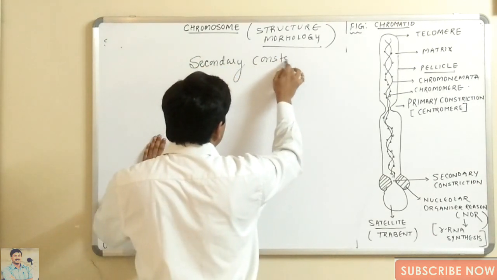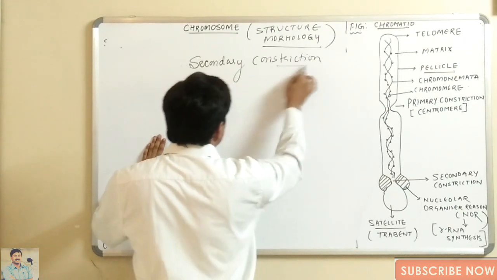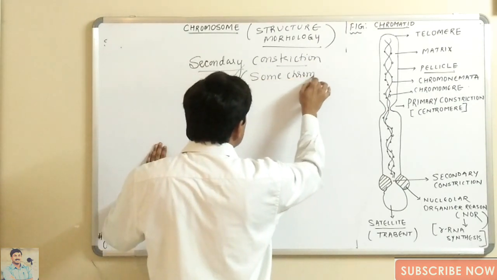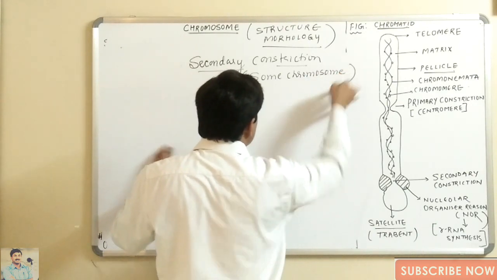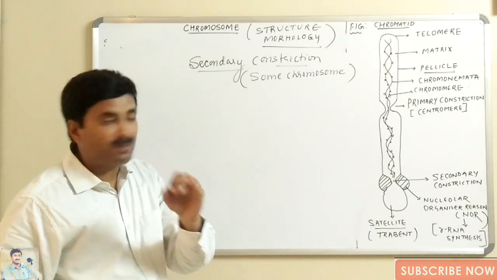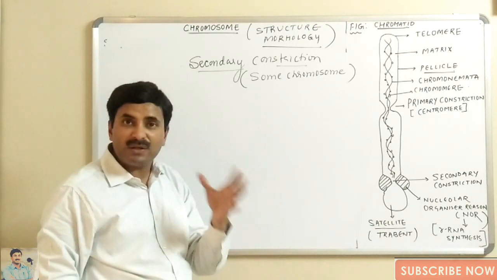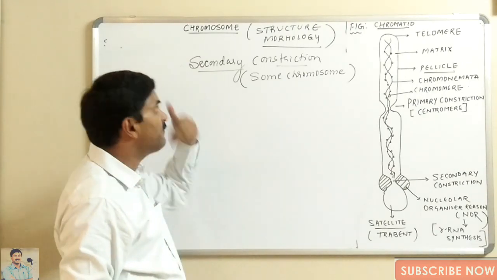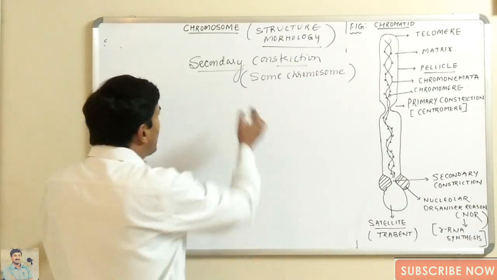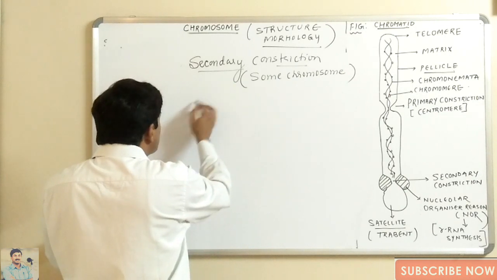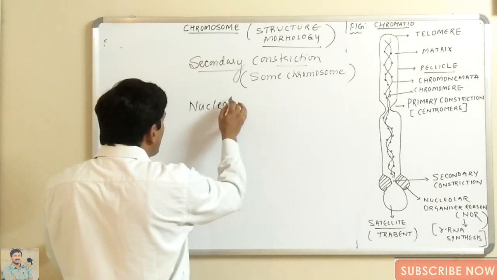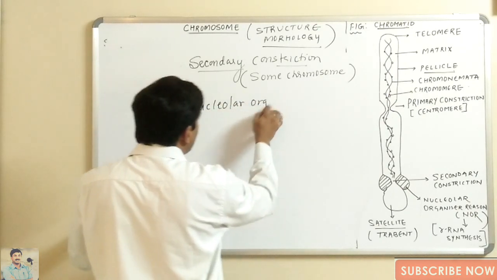Okay. Now, some chromosomes, not all chromosomes, some chromosomes are also having another constriction, that is known as what? The secondary constriction. But remember that only some chromosomes have the secondary constriction. Primary constriction is the chief character of each and every chromosome, but secondary constriction is not the chief character. Okay, only a few chromosomes have what? The secondary constriction, right? And the secondary constriction is surrounded by a part known as nucleolar organizer region.